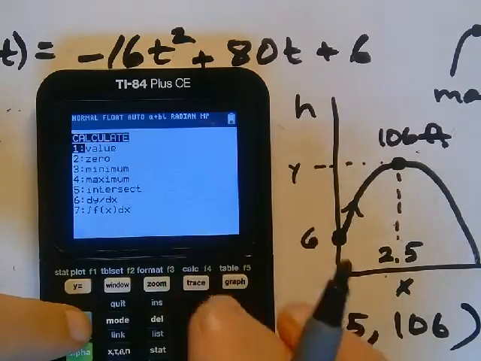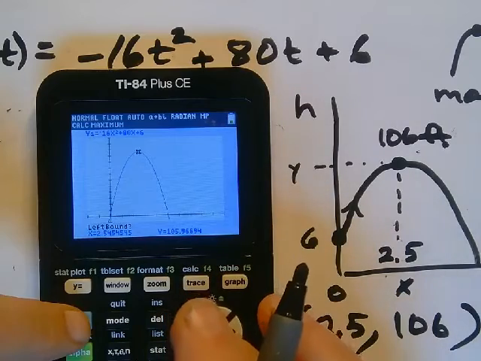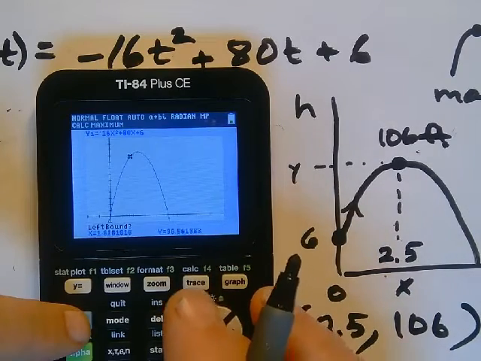Okay. Second calc, maximum. Going to move the cursor to the left of the vertex.